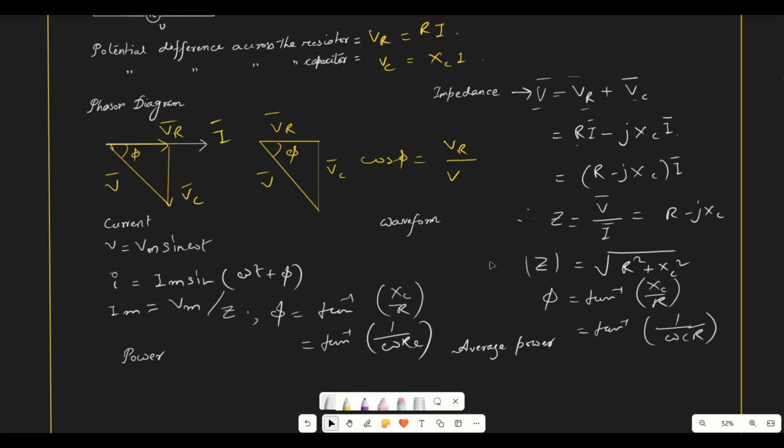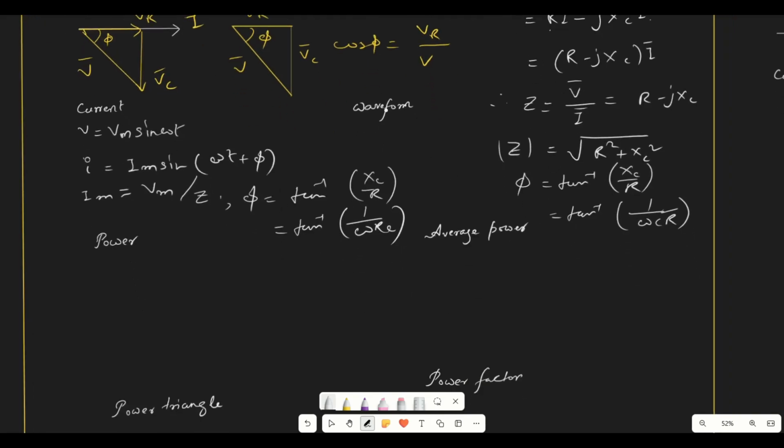Now let us draw the waveform here. What we have is the current leading and the voltage lagging. If I draw this as the current, then the voltage will start after phi. This value is phi. The phase difference is phi.